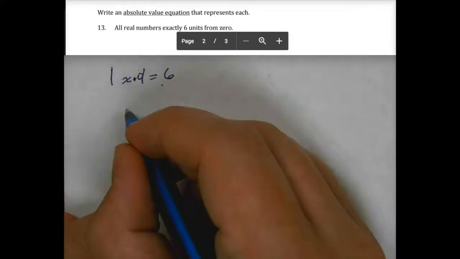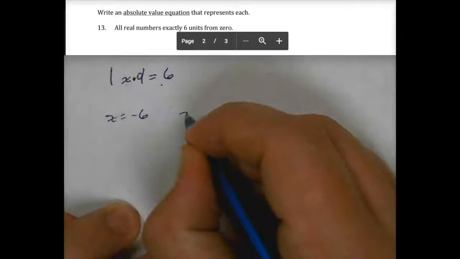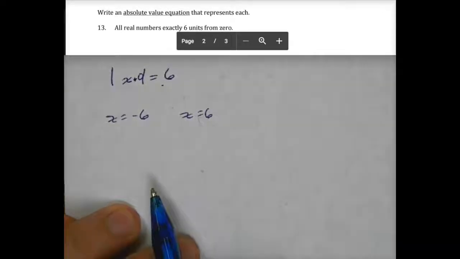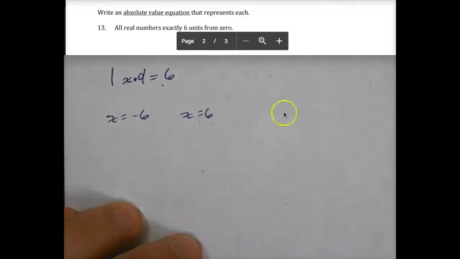Because I could choose x to be -6 or x is 6. Both of these are 6 units away from 0. So you can work it out and just double check that everything works.